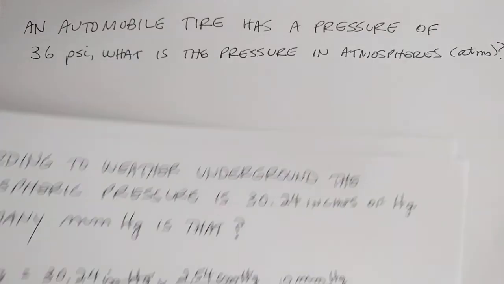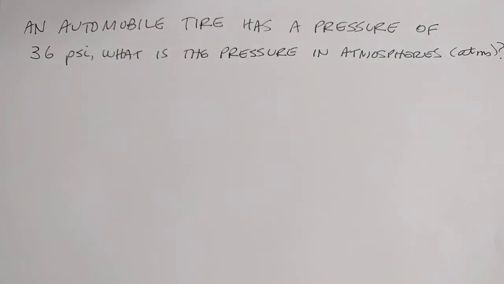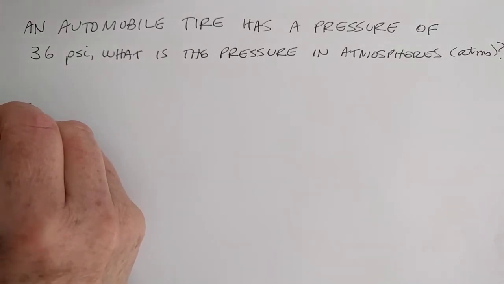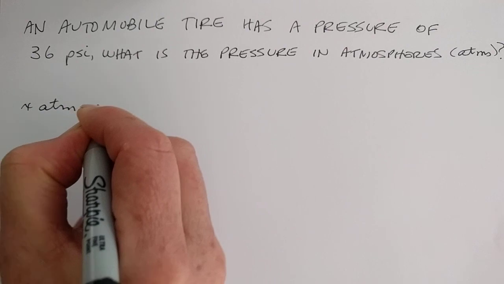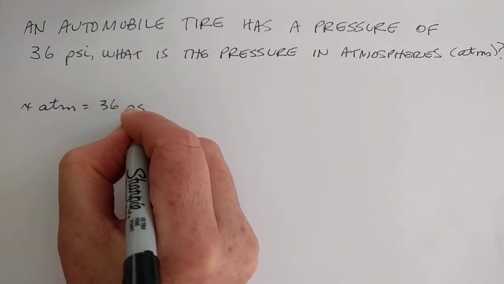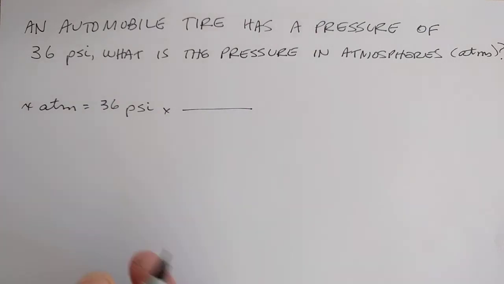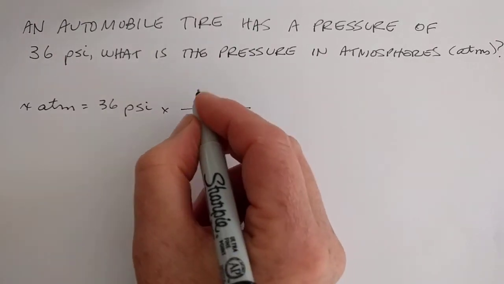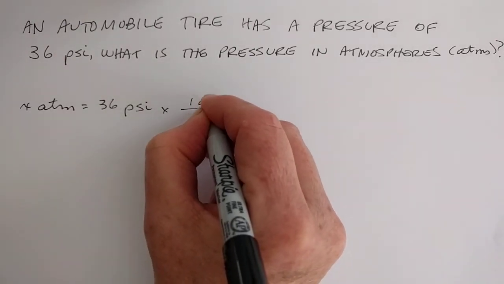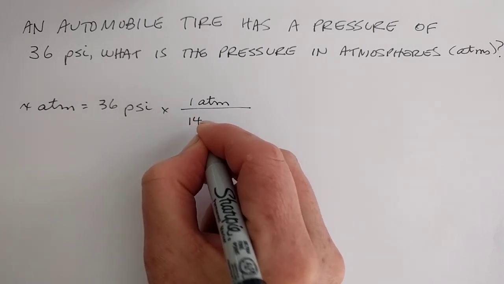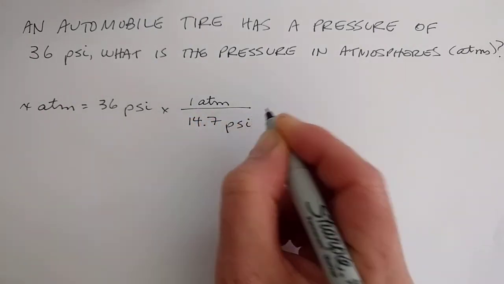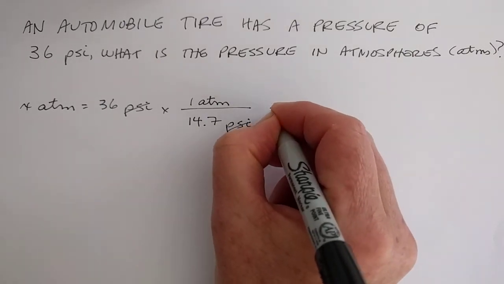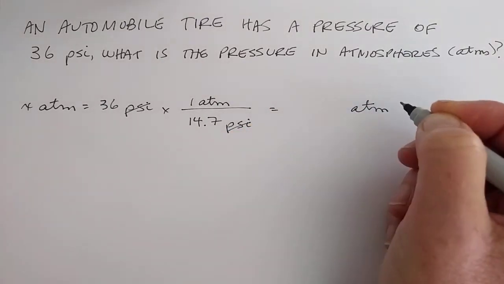All right, let's do another conversion. An automobile tire has a pressure of 36 psi. What is the pressure in atmospheres? All righty, so X atm equals 36 psi, multiplication sign, crossbar. And then we just look at our list of pressure units, and we see that there is 1 atmosphere for every 14.7 psi. Cancel, cancel. We're finished with conversion factors, our unit atmospheres.